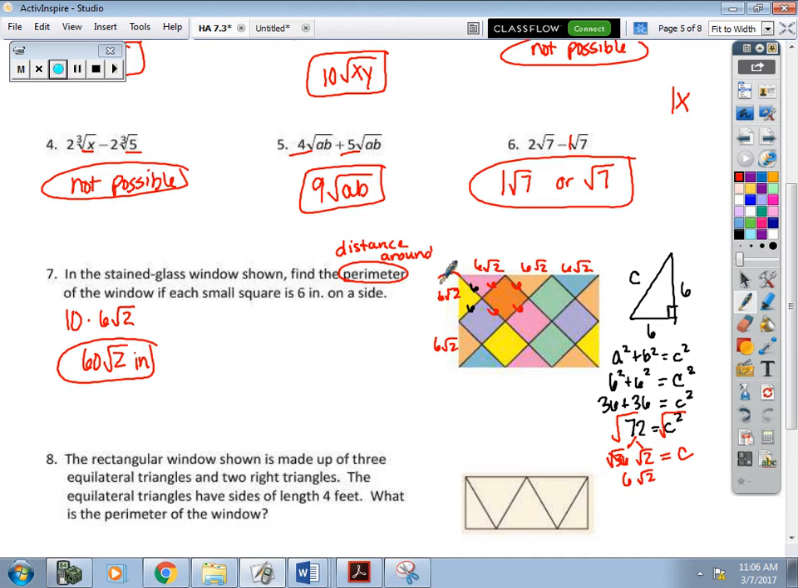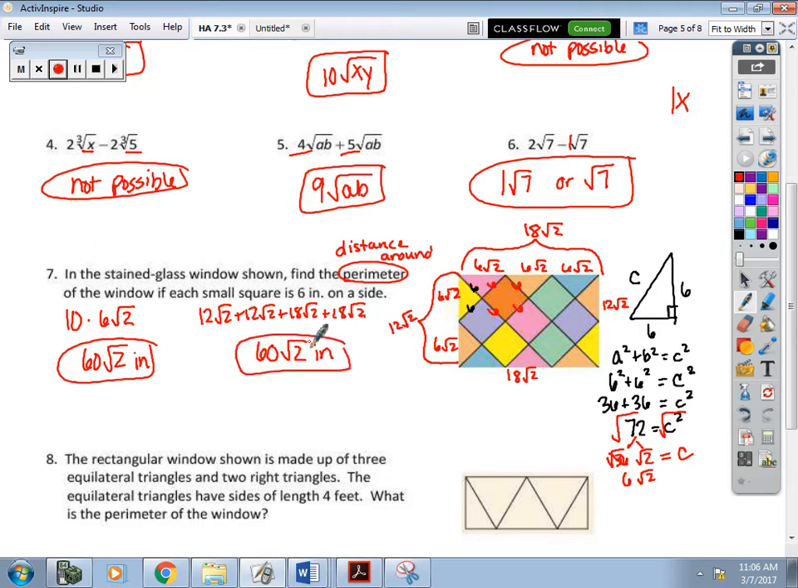If you don't think that way, then you would just want to add all of the sides together. So you could actually figure out how long this side is, which would be 12 square root of 2, and this side would be 18 square root of 2. We know opposite sides are congruent, so this side over here would also be 12 square root of 2 and 18 square root of 2. If you were to add those together, you're still going to get 60 square root of 2. Okay, so those are just two alternate methods to find this number once we found the diagonal.